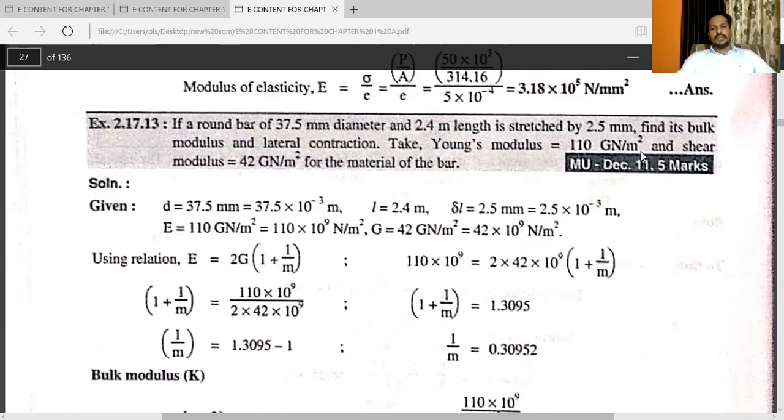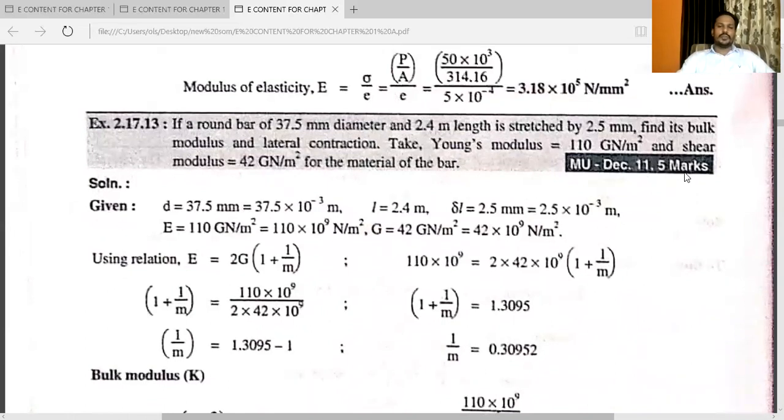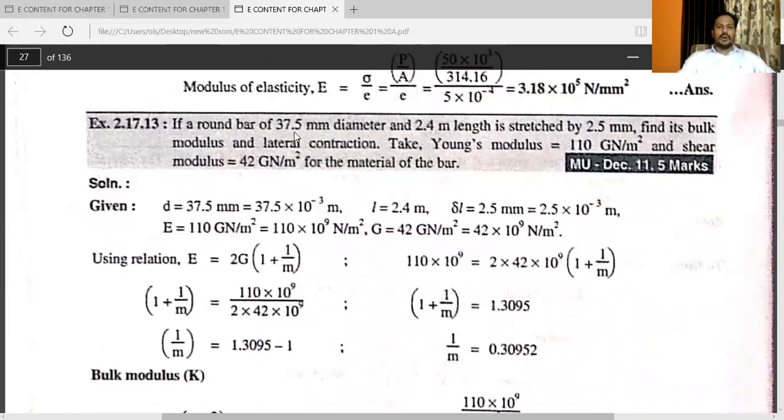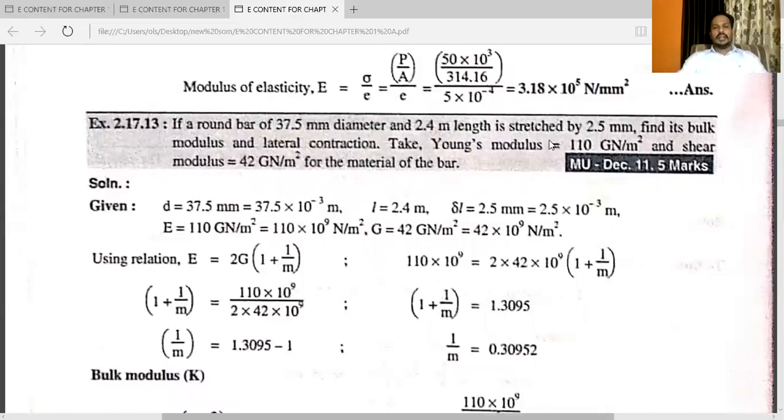See, one more problem is from December 11, that is for 5 marks. If a round bar of 37.5 mm diameter and 2.4 meter length is stretched by 2.5 mm, find its bulk modulus and lateral contraction. Take Young's modulus is equal to 110 giganewton per meter square, and shear modulus is equal to 42 giganewton per meter square for the material of the bar.